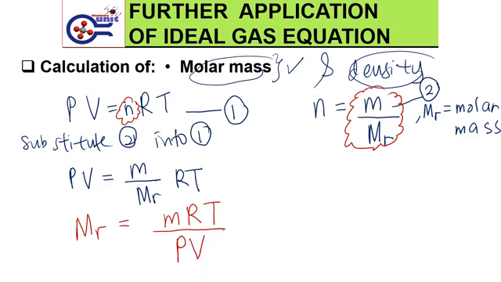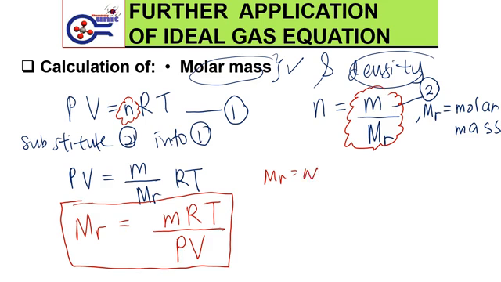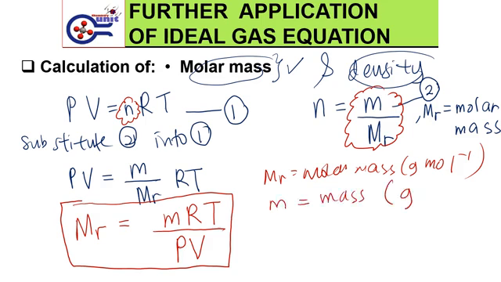So inilah the equation used to calculate the molar mass by using the ideal gas equation. Di mana MR stand for the molar mass. The molar mass memang unit dia standard adalah gram per mole. And then m kecil stand for the mass. The unit must be in gram. If the question given the mass of the gas is in kilogram, so student must convert the unit to the gram. Okay, from kilogram to gram. And then R is the ideal gas constant, T temperature, P is the pressure, V is the volume. Sama macam kita punya previous slide.